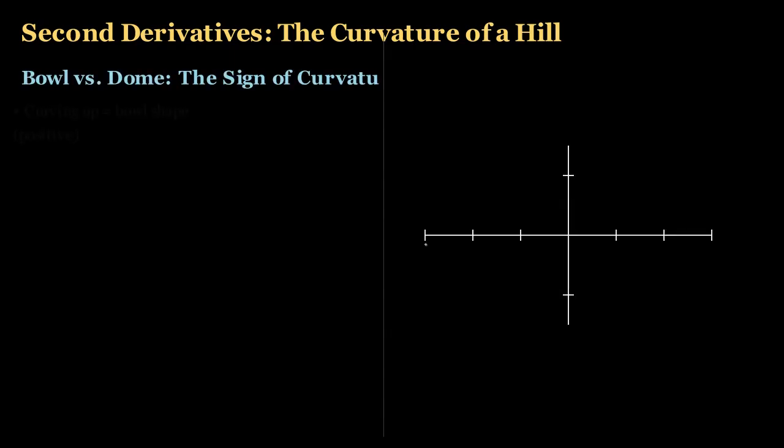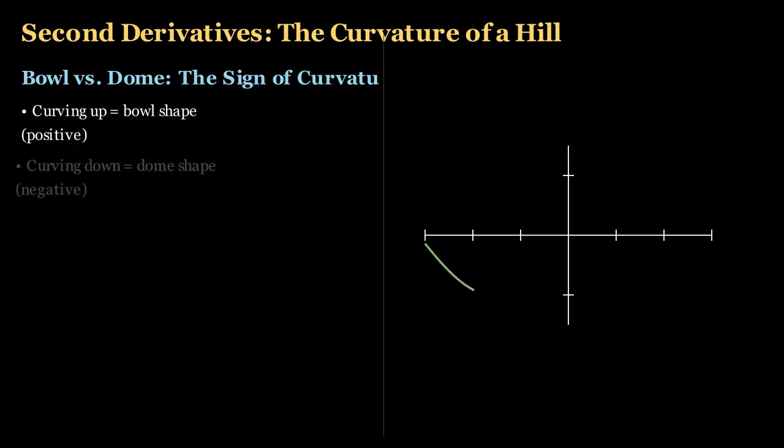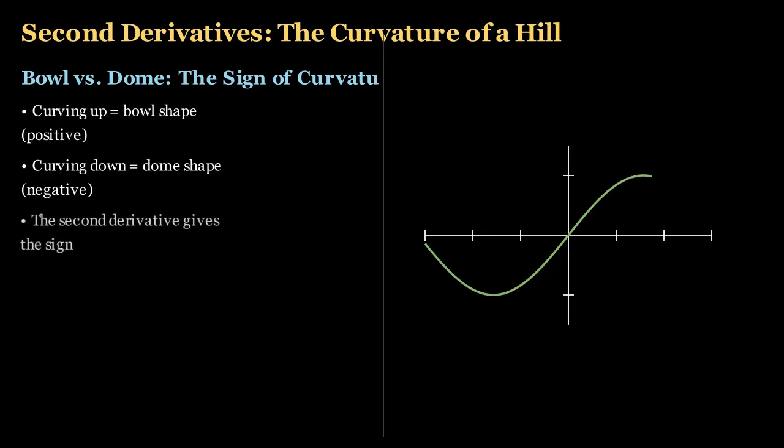Imagine standing in a bowl. As you walk right, the ground tilts upward more and more, the slope increases. That's positive curvature. On a dome, walking right makes the slope tip downward, negative curvature. The second derivative captures this with its sign.